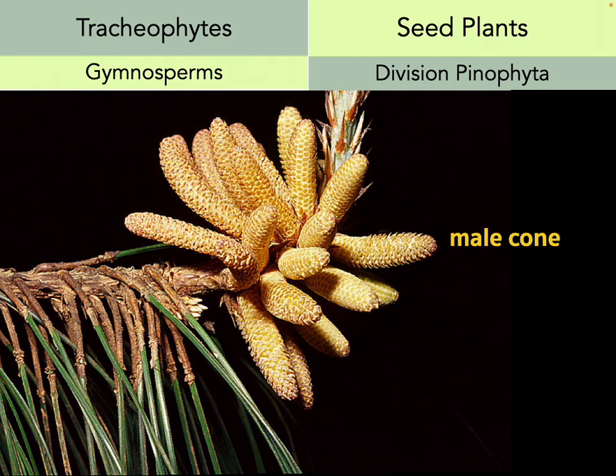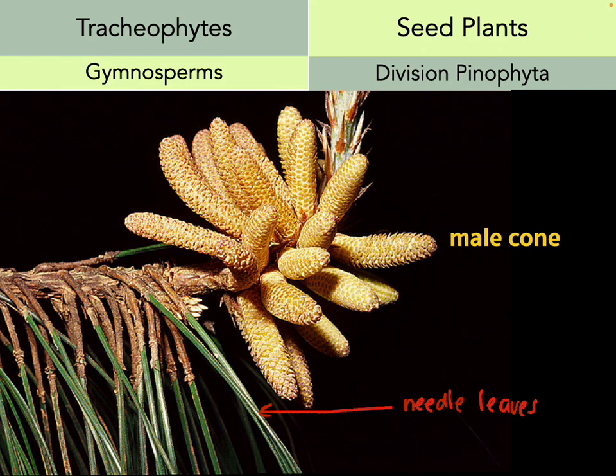And so if you look at the pine tree, you can see here, this is the leaf in the bundle, right? This is a needle leaf. They have needle leaves in bundles. And again, just like in cycads, they have separate male and female plants.